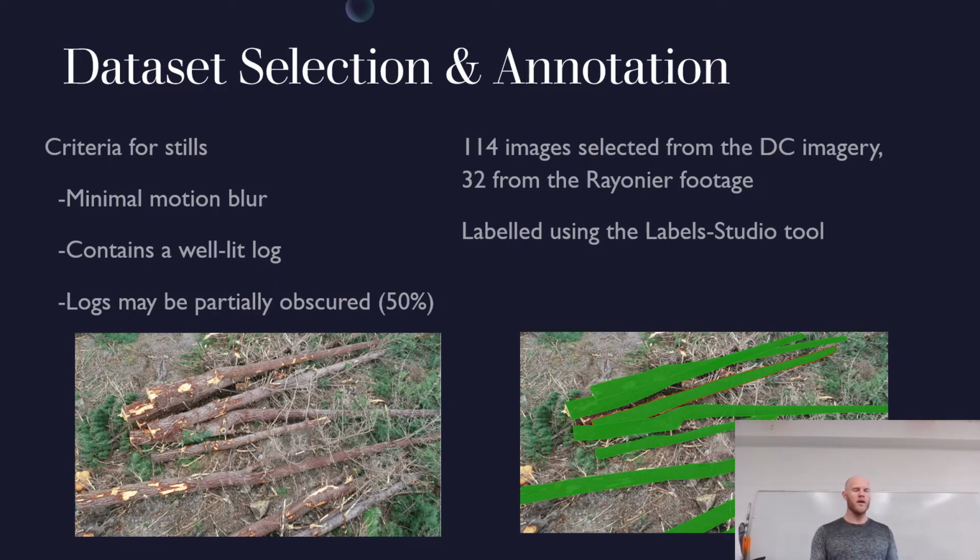So in the forestry environment, it's typically pretty messy. Probably not going to get all of our logs well presented with no slash or other logs on top of them. So I decided that this would be an acceptable criteria for the logs we were looking to grapple. In the end, I took about 114 images from the DC imagery and 32 from the RANAir. And I labeled them or masked them using the Label Studio tool, which you can see an example of in the slide there.